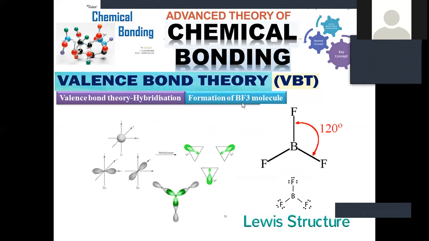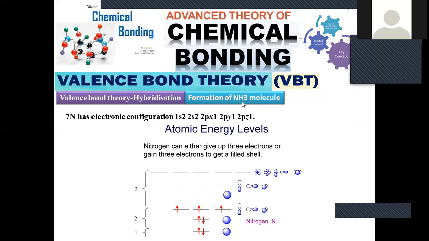So till now we discussed how the boron trifluoride molecule is generated. Boron trifluoride is a trigonal planar molecule, and the bond angle is 120 degrees. It participates in sp2 hybridization, and the geometry is mentioned here. Now we move on to another molecule called ammonia. In the ammonia molecule, nitrogen is the central atom surrounded by 3 hydrogen atoms in a regular tetrahedral geometry.